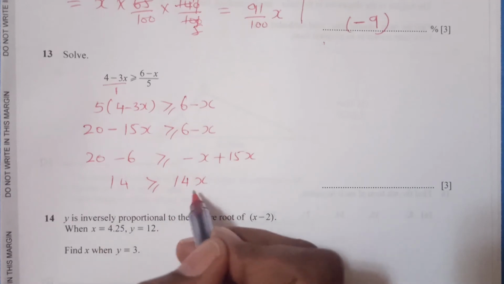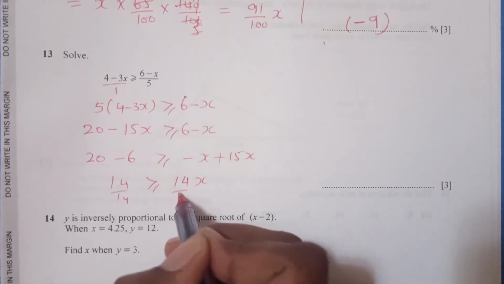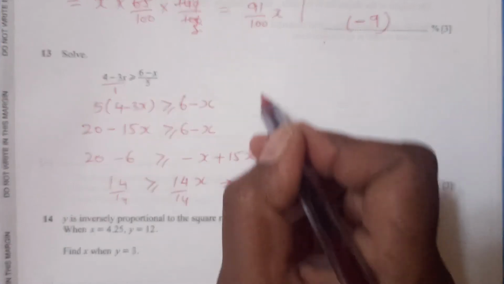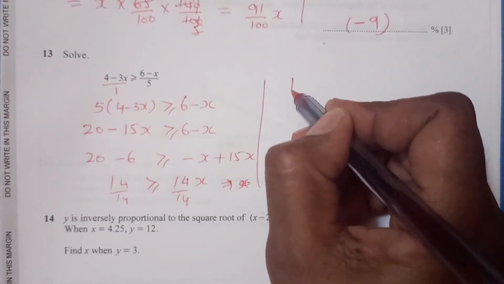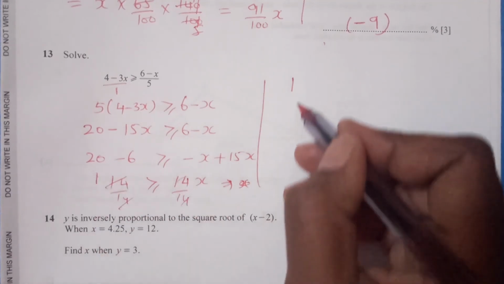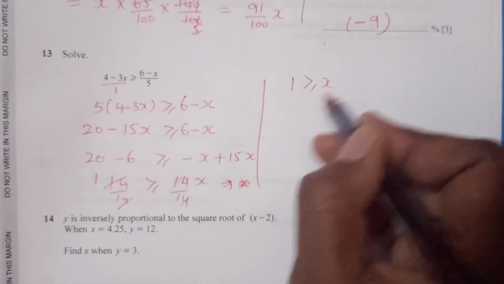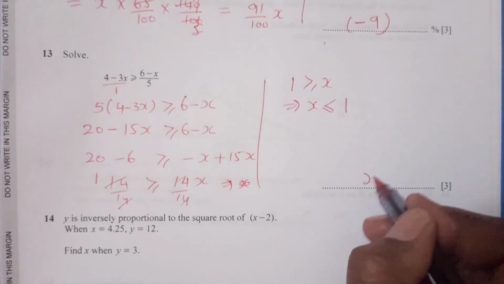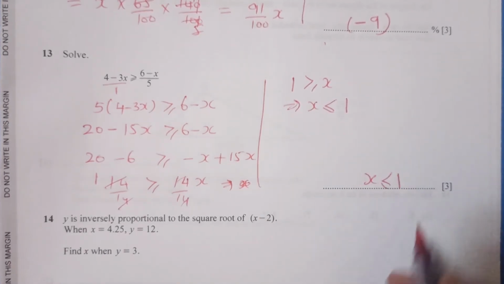So divide by 14 and 14. So you will have x, sorry, let me write it down. So it will be 1 because this is cancelled. So it will be 1 here. So 1 is greater than or equal to x, or x is less than or equal to 1. So that is our final answer.